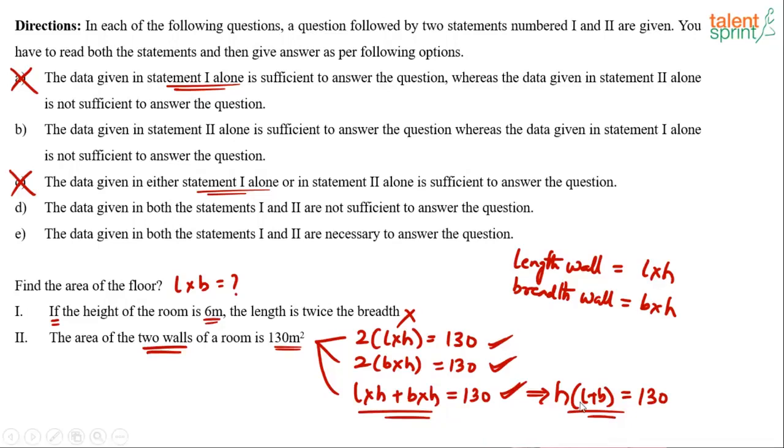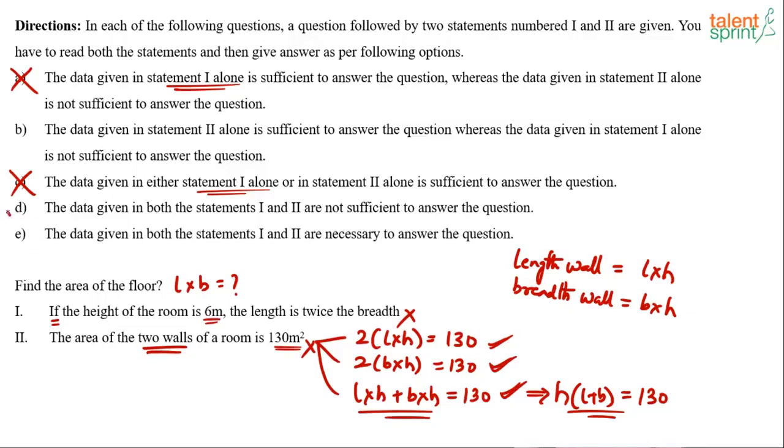Can you put h equals 6 here? No. Who told you it is 6 meters? Nobody knows. So, statement 2 also is not sufficient. And even if you combine them, nothing is going to come out of it, because 1 itself is incomplete information and 2 also is incomplete information. So by taking both of them together, it will not make any sense.